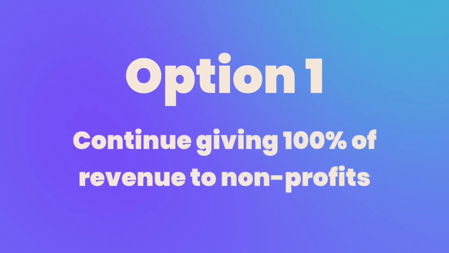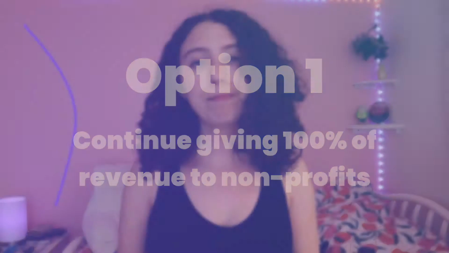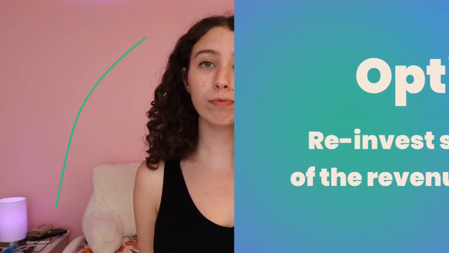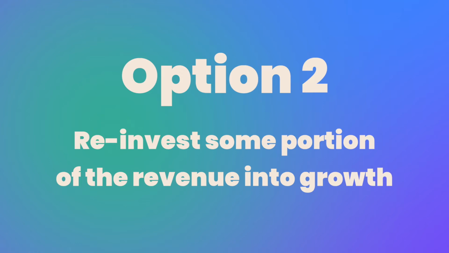One, continue giving 100% of revenue to nonprofits. They'd keep the scope of the project to a level that they could easily manage with their spare time and money, and wouldn't spend money to grow the community. Or two, reinvest some portion of the revenue into growth. They'd have a full-time team to support and improve the product, and they'd see whether they could sustainably grow the community through marketing. So they weighed the pros and cons.